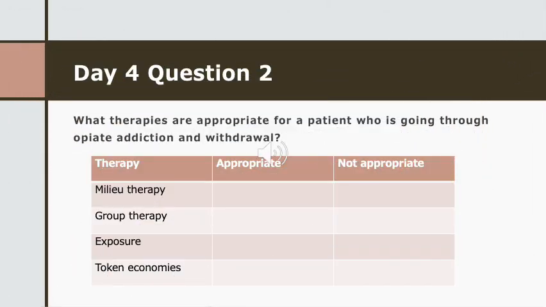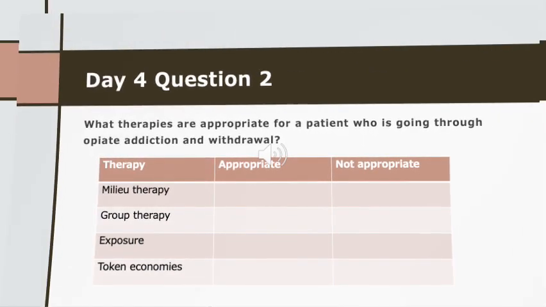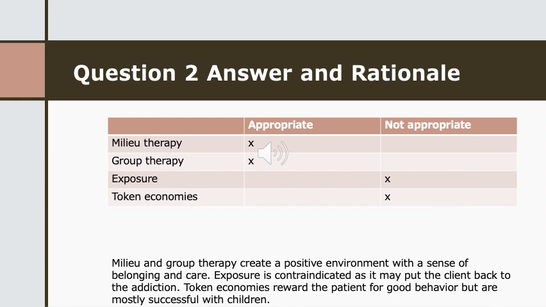Day 4, question 2. What therapies are appropriate for a patient who is going through opioid addiction and withdrawal? Milieu therapy, group therapy, exposure, or token economies? Answer and rationale. Milieu and group therapy create a positive environment with a sense of belonging and care. Exposure is contraindicated as it may put the client back to the addiction. Token economies reward the patient for good behavior but are most successful with children.